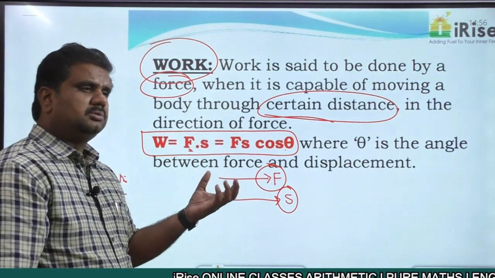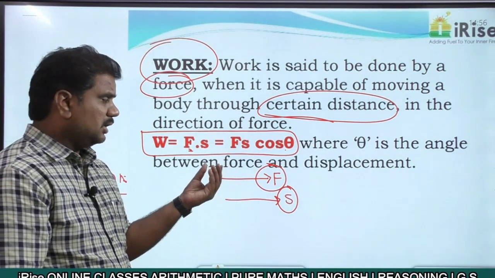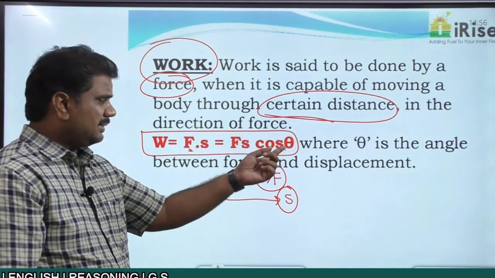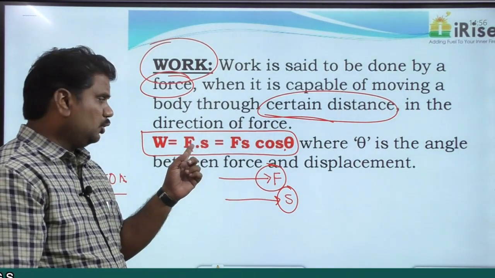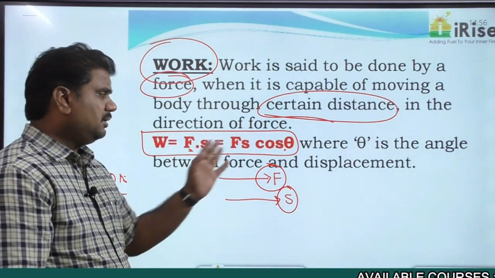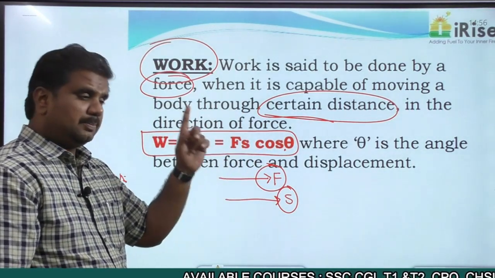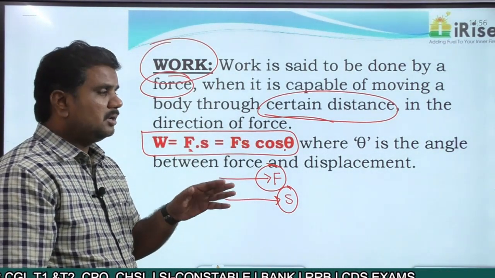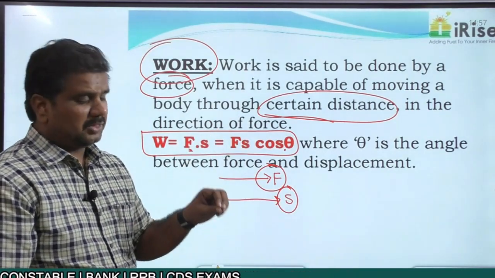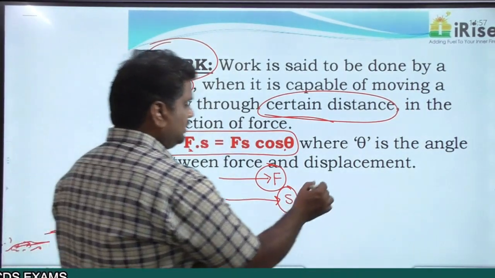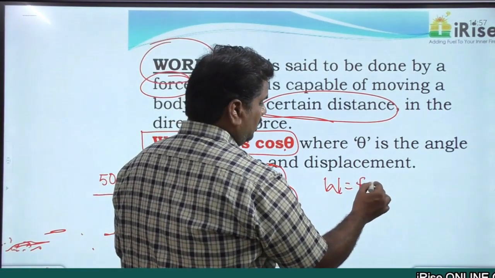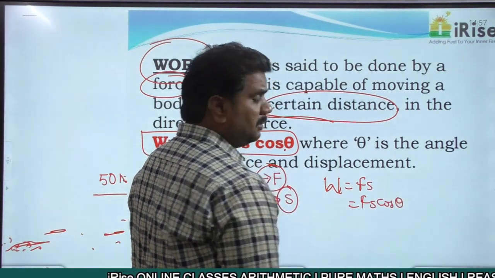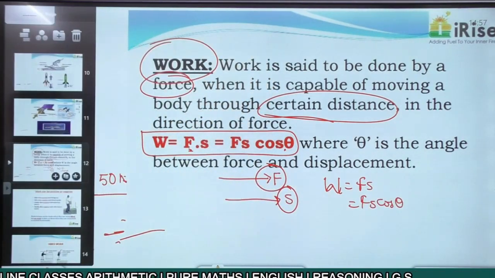In school standards we write up to W equal to Fs, because in that case we would need to talk about scalars and vectors. To avoid that, when the angle is not mentioned, we simply take it as W equal to Fs. But we are supposed to take it as Fs cos theta, provided you are aware of resolution of vectors. That is not required from the competitive examination point of view. So we simply take W equal to Fs, or else Fs cos theta, provided theta is mentioned. Then the amount of work done.